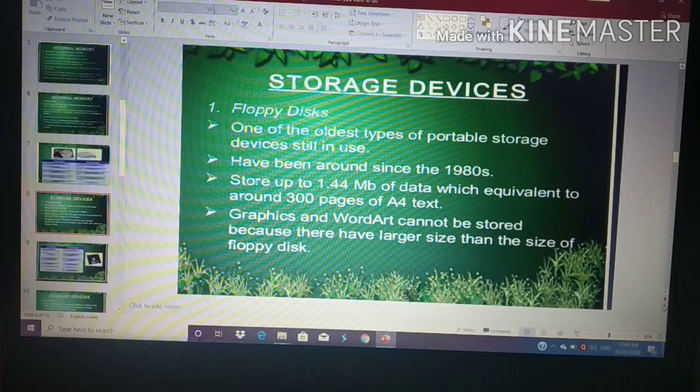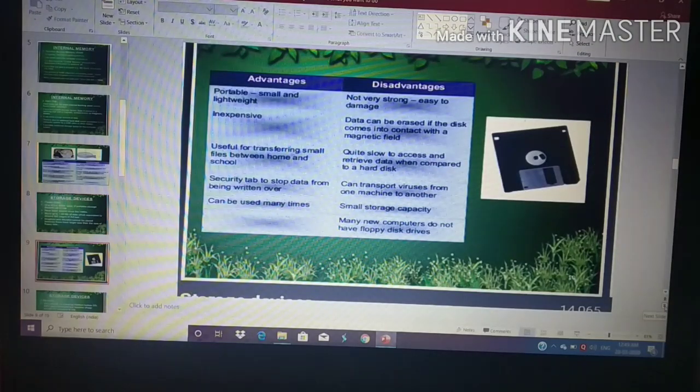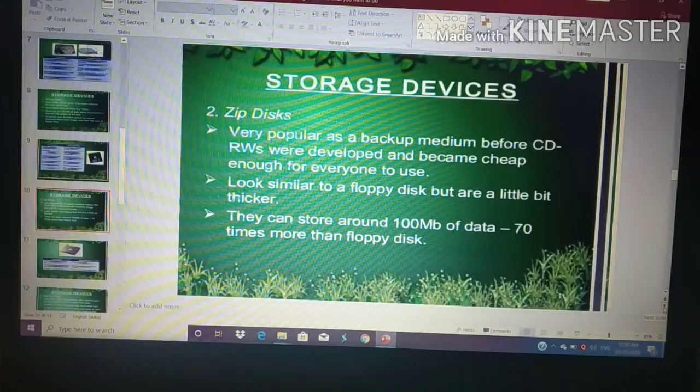text. Again, the disadvantage of the floppy disk is that graphics and word art cannot be stored, because usually graphics and word art are larger in size. In that case you cannot store graphics and word art on floppy disks. So this is how the floppy looks.